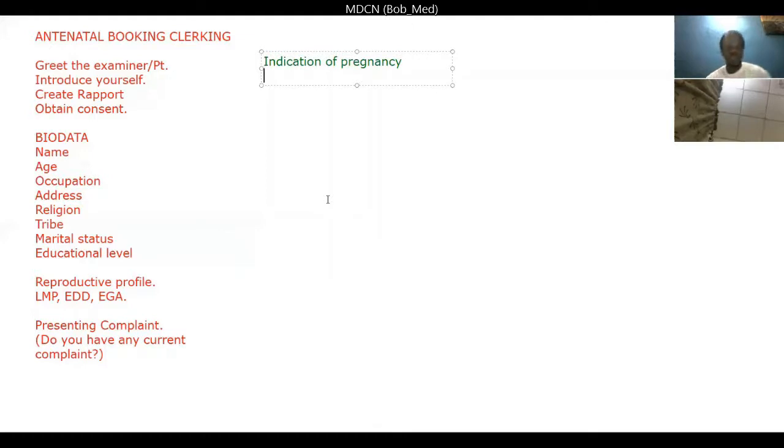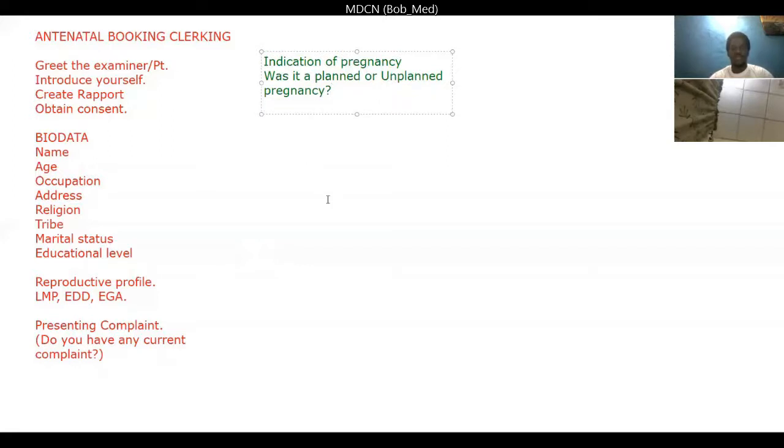First, you want to know this pregnancy the woman is carrying, was it planned or unplanned? Was it a planned or unplanned pregnancy? You want to ask her.